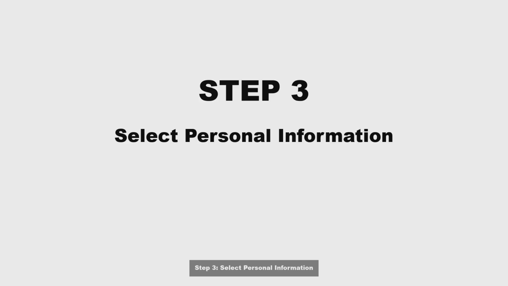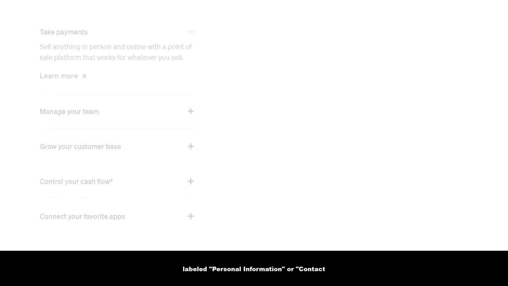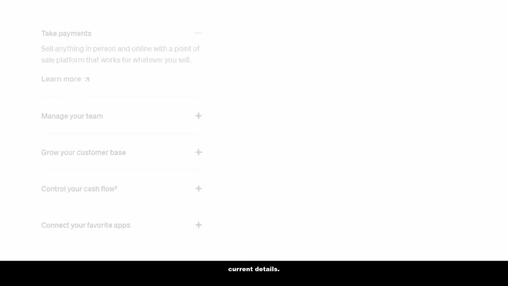Step 3. Select personal information. In account settings, look for the section labeled personal information or contact information. Click on it to view your current details.